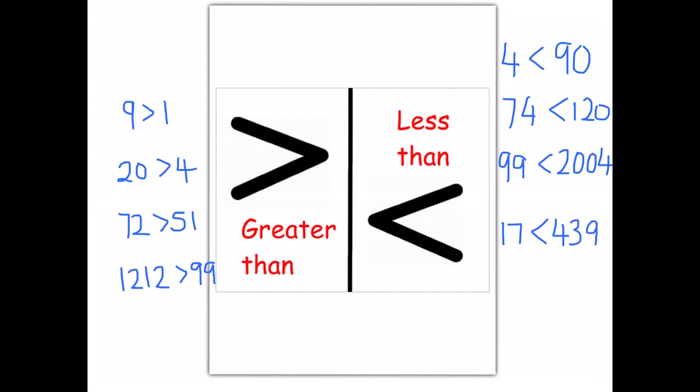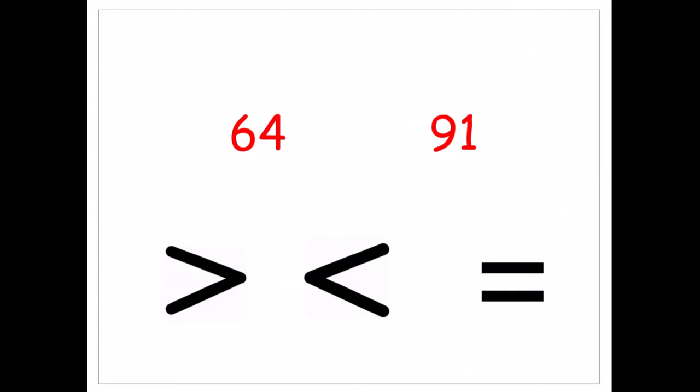Okay, well, let's look at a few more slides to make these two symbols in numeracy even easier to use. Okay, here we have the two numbers 64 and 91. Which of the three symbols below will I use to go between the two numbers? Will it be greater than, less than, or are they equal?